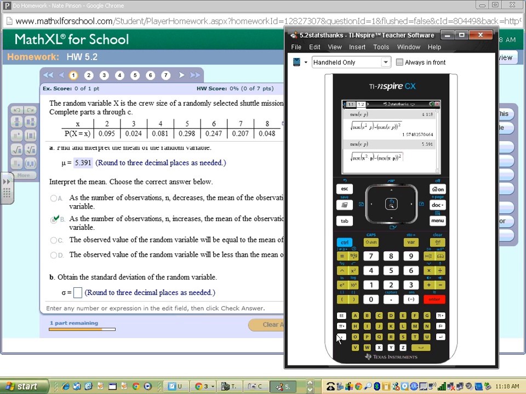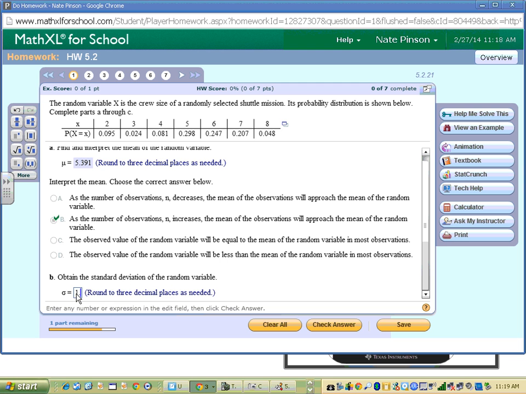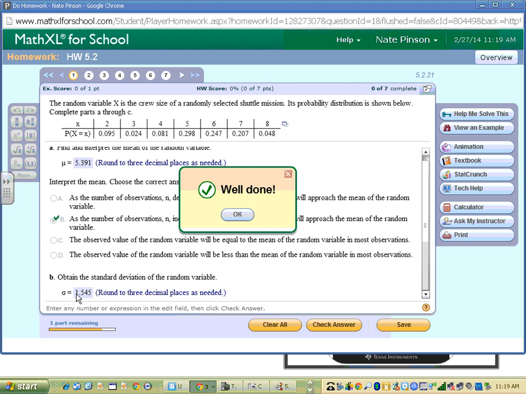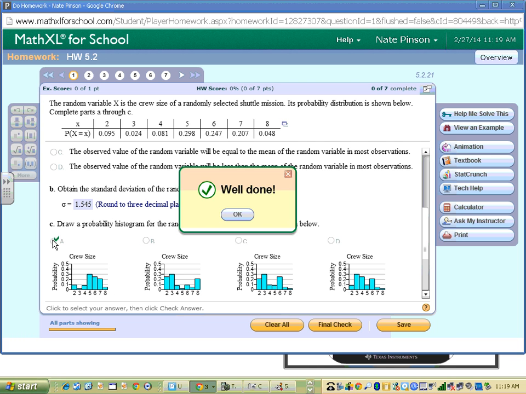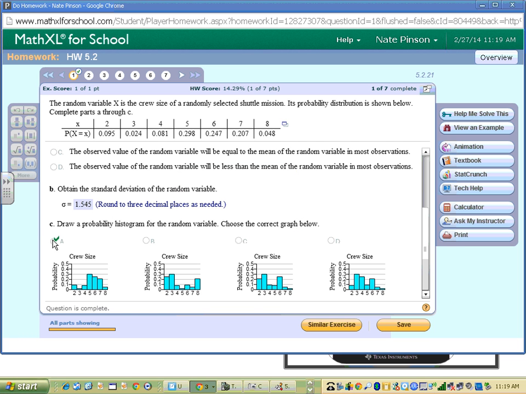So anyway, here we go. We copy and paste. We get 1.5. Let's see. They want three decimal places on this. 1.545, I think. Bam. Look at that. Now all we need to do is make a histogram. If we look at the probabilities, it's really small, then smaller, and then it gets huge. I think it's A. Bam, there it is. We got the idea? Any questions, comments, concerns?